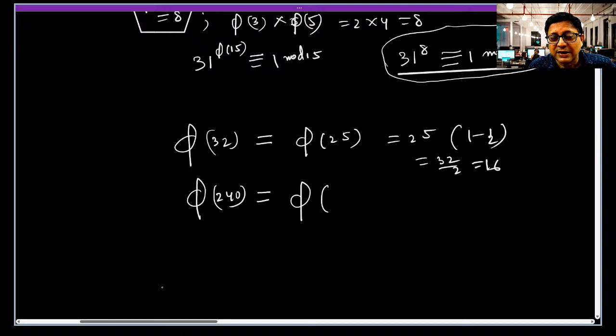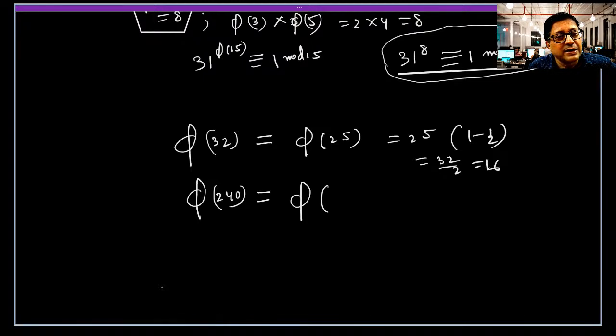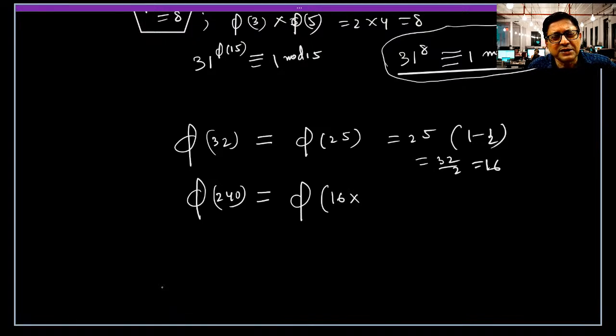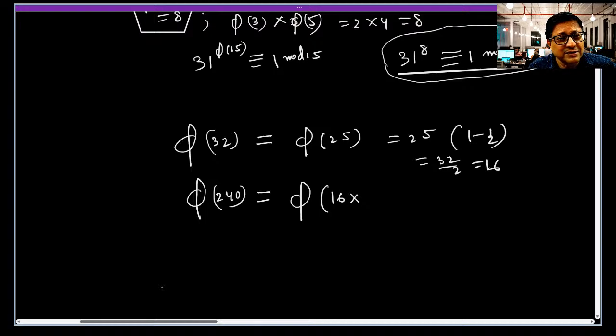It is divisible by 16. It is divisible by 32 also? No, 16. 16 you write. 16 into what? 1, 5. So this is nothing but 2 to the power 4, 3 to the power 1, 5 to the power 1.